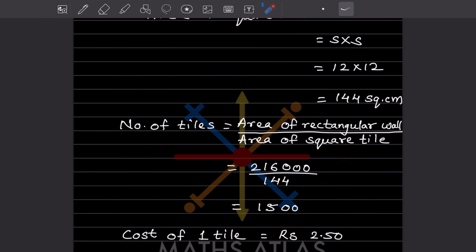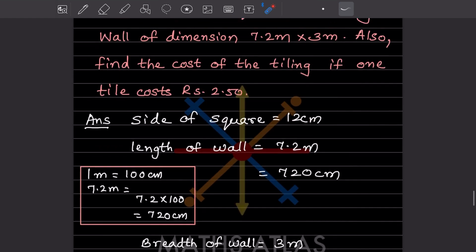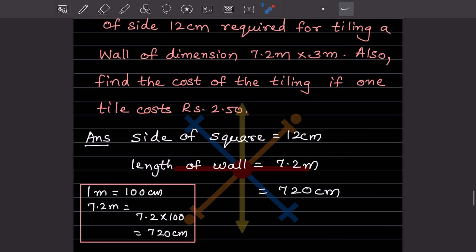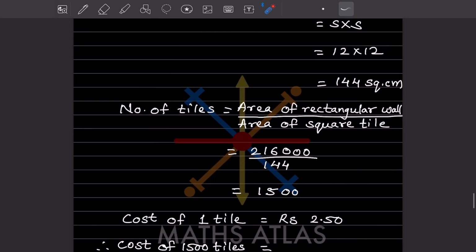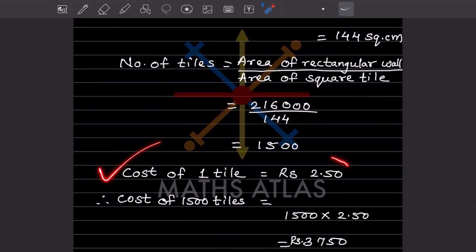So now what do you get here? Now they have asked, find the cost of tiling, if one tile is costing 2.50. So now see, the cost of one tile is rupees 2.50. And how many tiles did we get? We got 1500, isn't it? So 1500 should be written over here. Now what are you going to do? You are going to cross multiply.